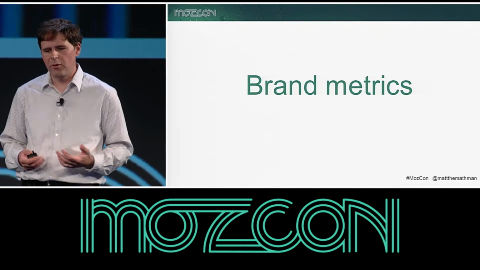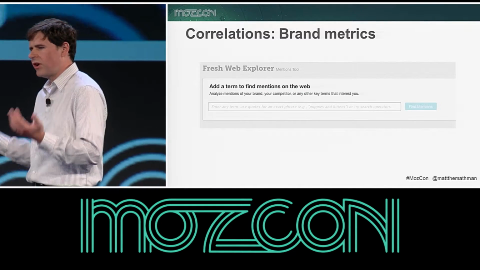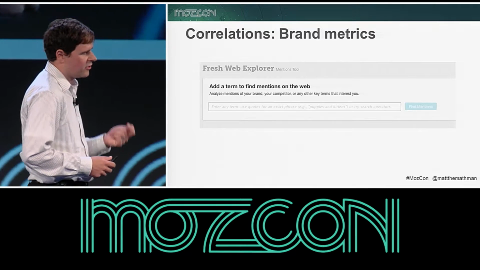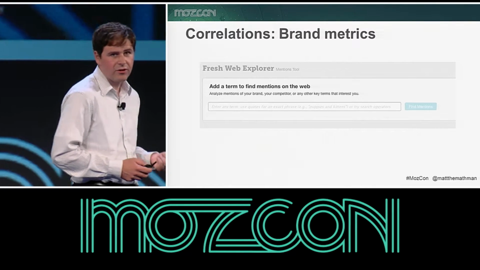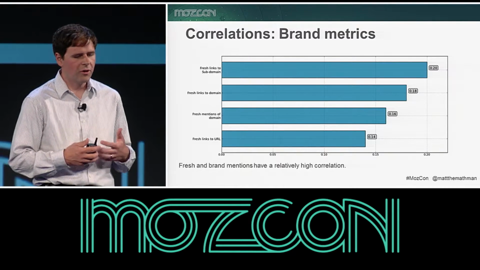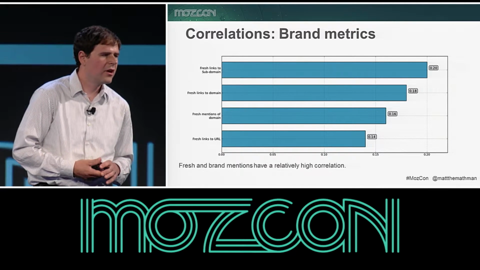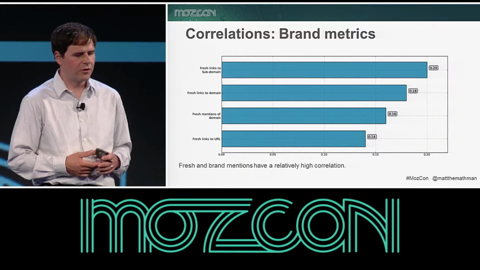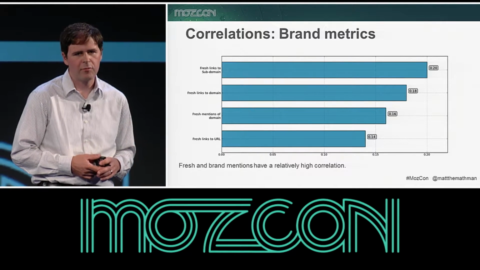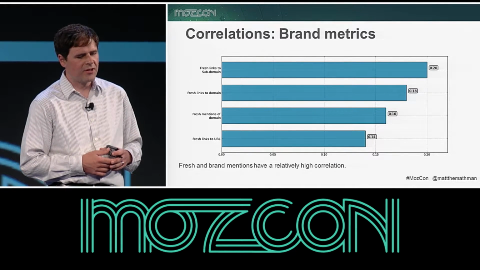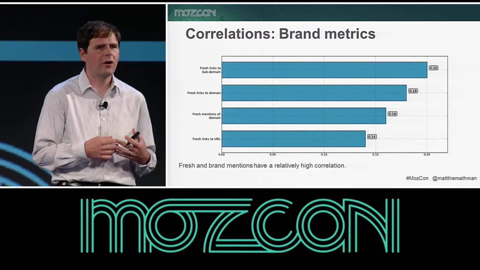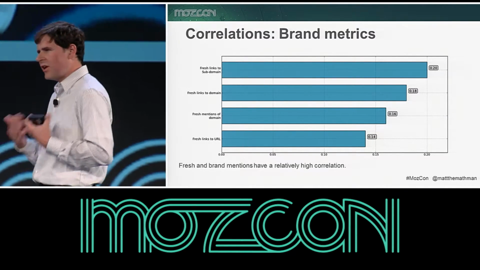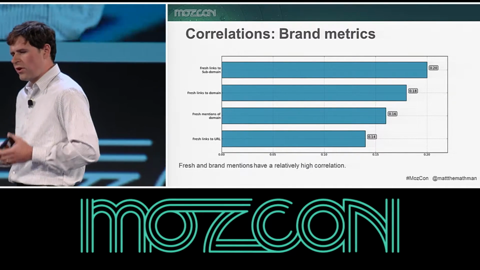Okay, moving on to brand metrics. We have this great tool at Moz called Fresh Web Explorer. It's been talked about a little bit today. It allows you to look at fresh mentions and fresh links to your site. And so we can use this to compute correlations. We actually see some fairly sizable correlations for fresh links to your domain and your subdomain. These are these top two bars. And also fresh mentions of your domain. So these are people that are mentioning your site, mentioning your domain without actually linking to you. We see a correlation of 0.16.